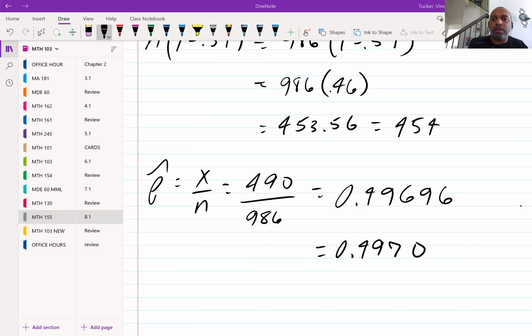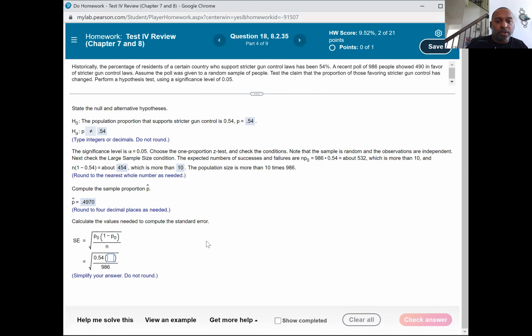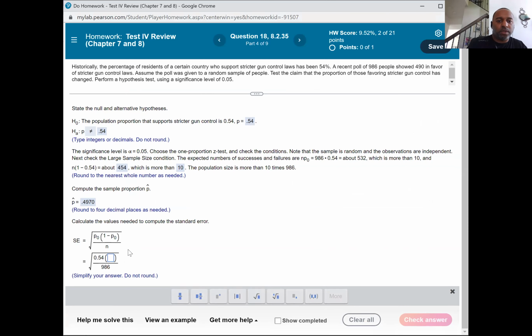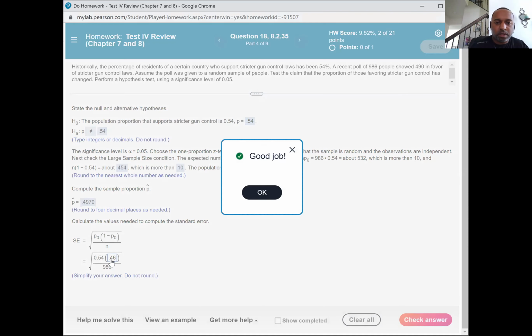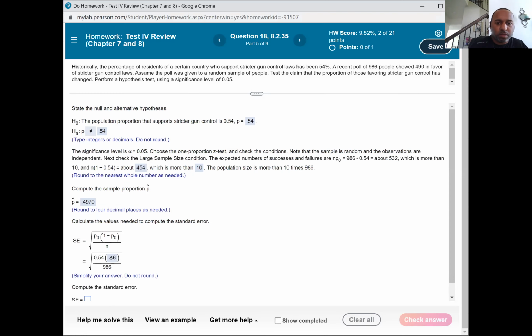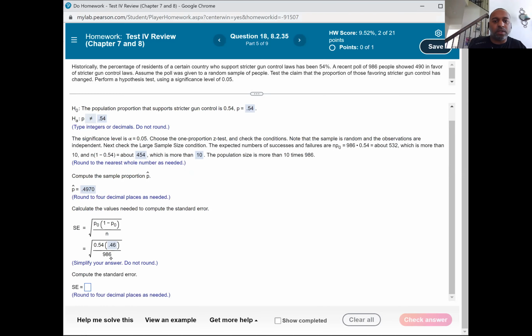All right, let me show you this. They're walking you through the process and giving you steps. Notice they're asking for the block right here. So there should be p naught, yep, 0.46. Check. And then they tell you to calculate the whole thing. So let's go back to the notes.